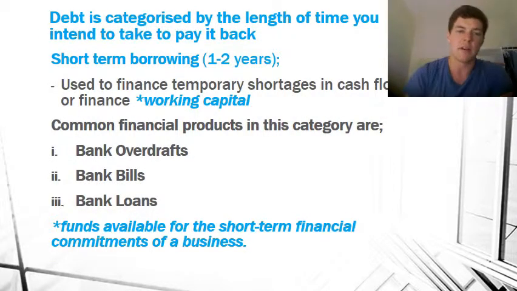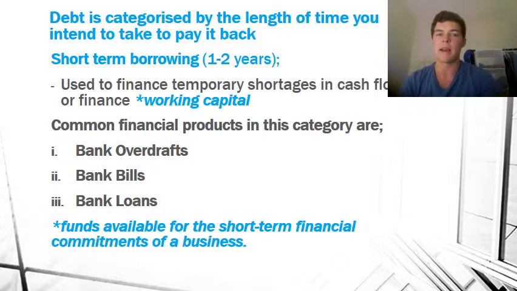Debt can be categorized by the length of time you intend to pay it back. So we'll look at short-term borrowing and long-term borrowing. First we'll look at short-term. Short-term is usually between 1 to 2 years. It is used to finance temporary shortages in cash flow or finance. The common financial products in this category are bank overdrafts, bank bills, and bank loans.